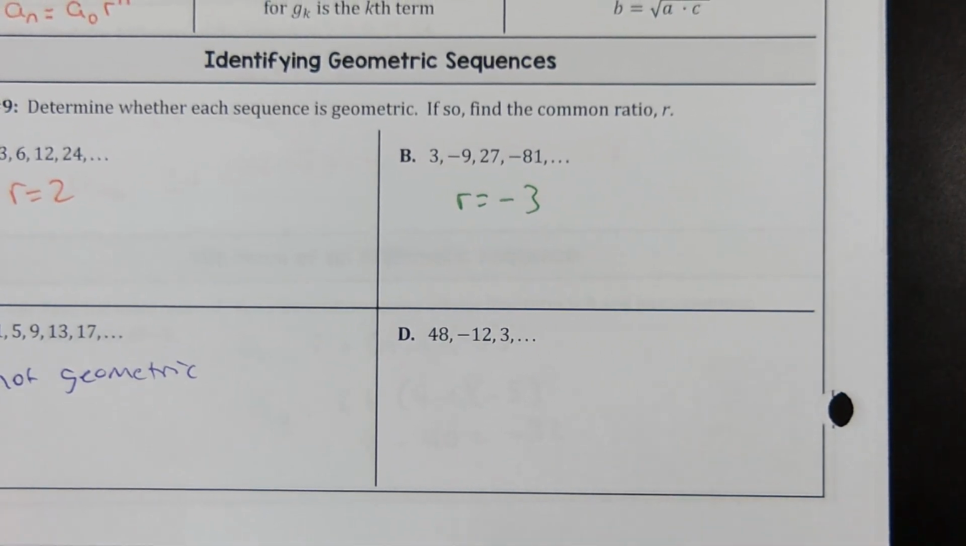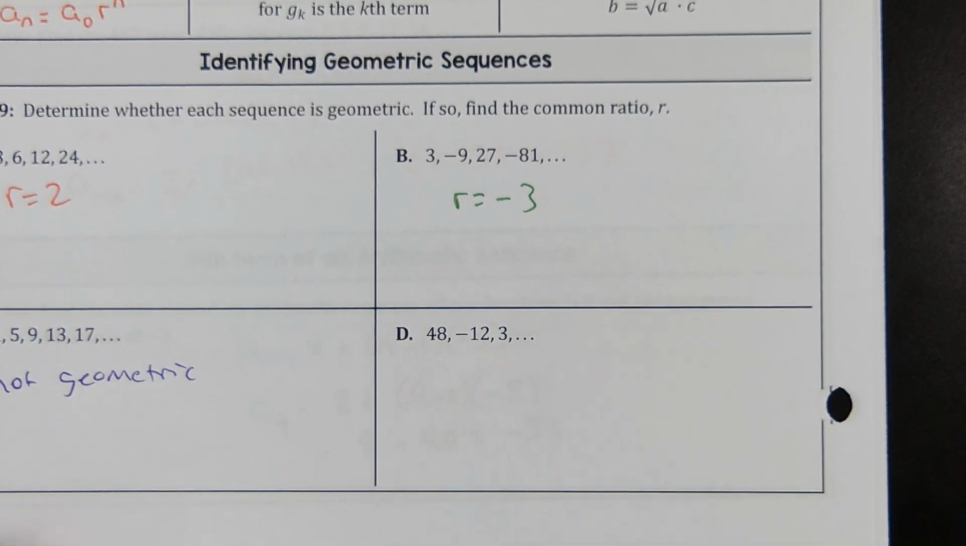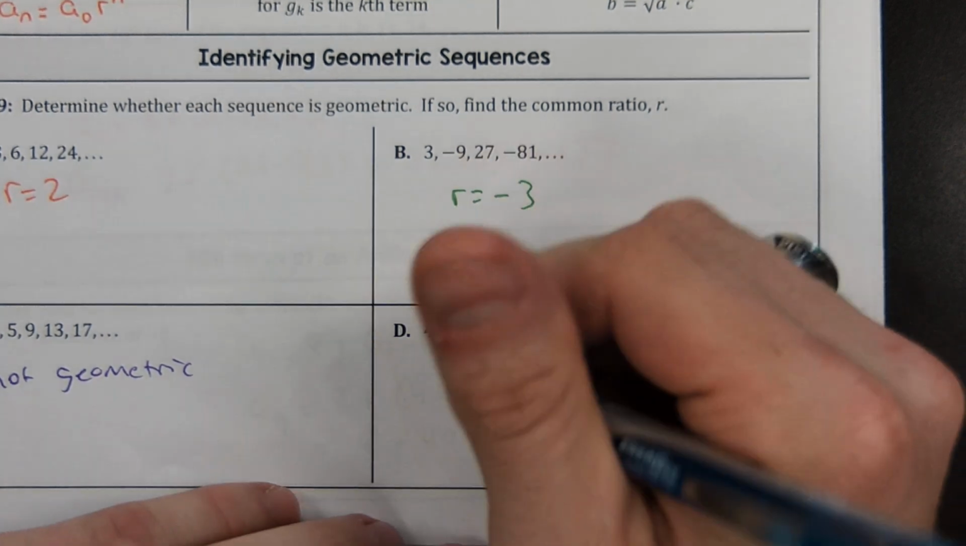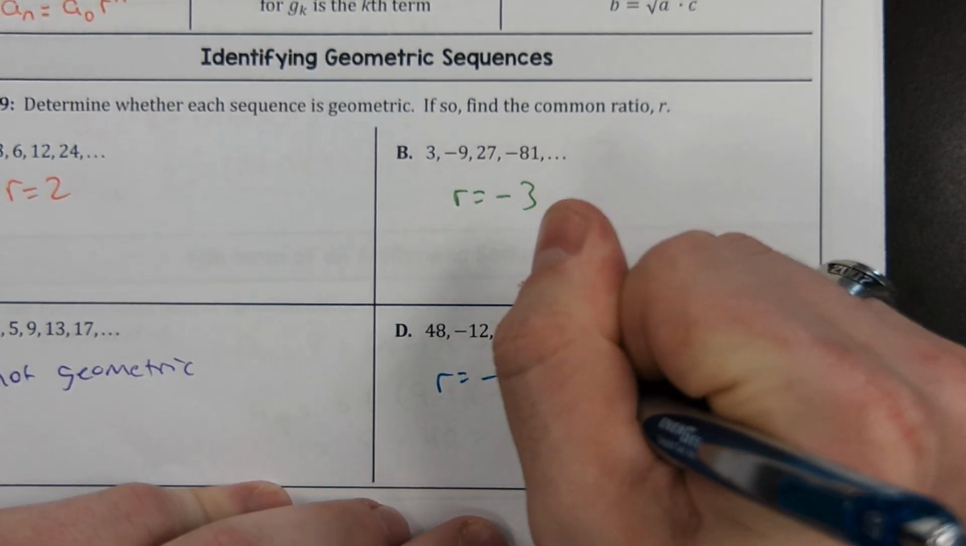And this one. Am I multiplying by something over and over and over again to get from 48 to -12 and then from -12 to 3? -1/4. Yes. So this is geometric. We are multiplying by -1/4.